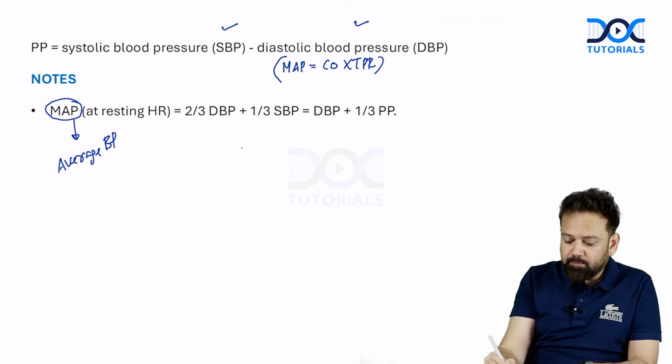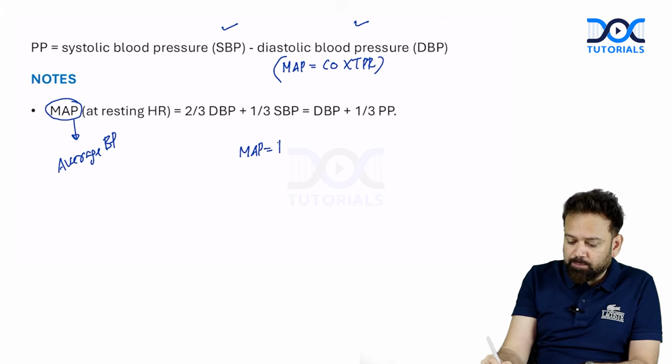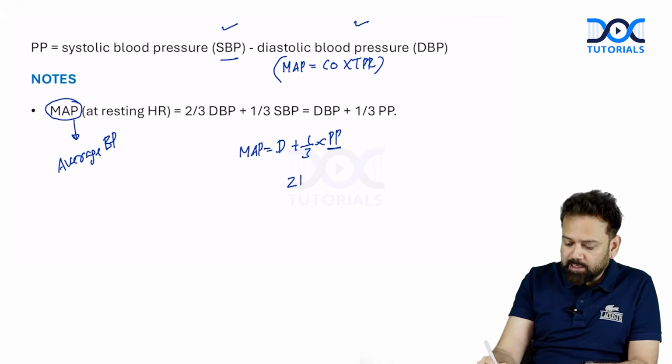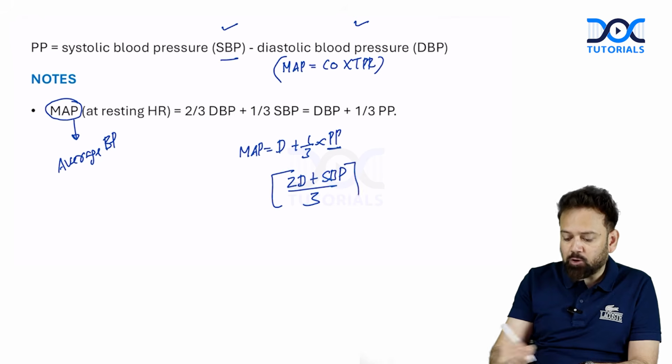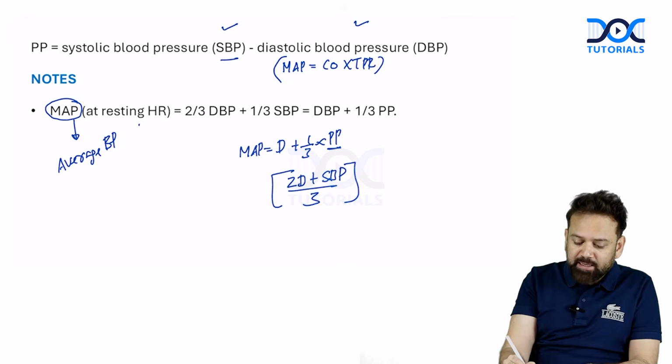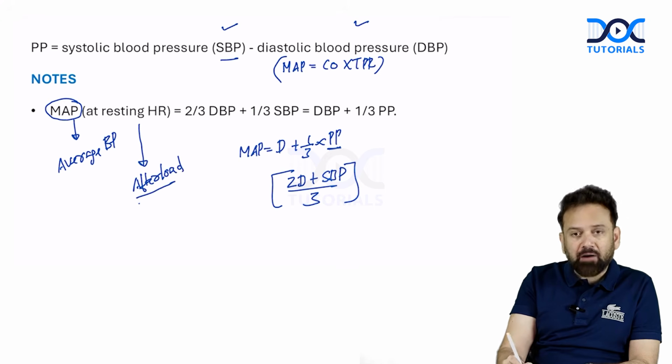Okay, and mean arterial pressure is equal to, you can see here, diastolic BP plus one third of pulse pressure. What is pulse pressure, doctor? Systolic minus diastolic. Or else you can write it like that: 2 diastolic BP plus systolic BP upon 3. Sometimes they will ask you in this way also. You must know both ways. And one of the most important things is that mean arterial pressure is the indicator of afterload. This is an indicator of afterload.